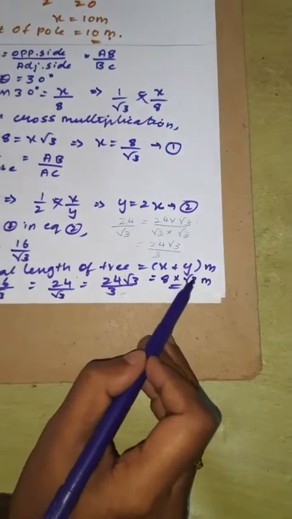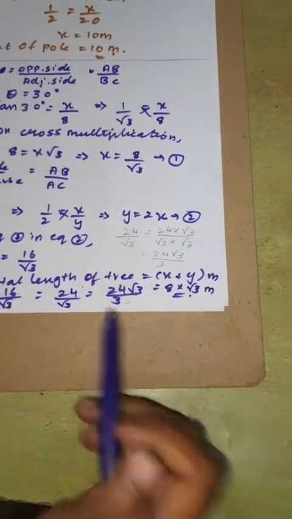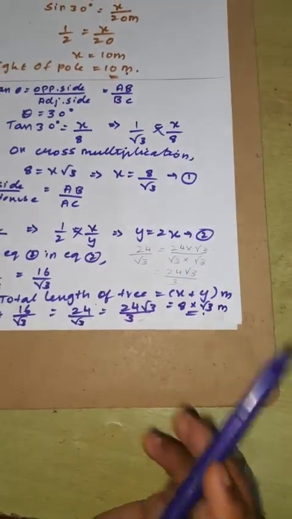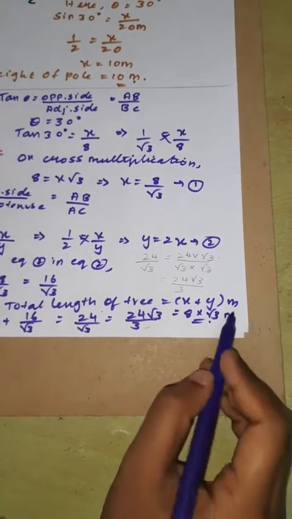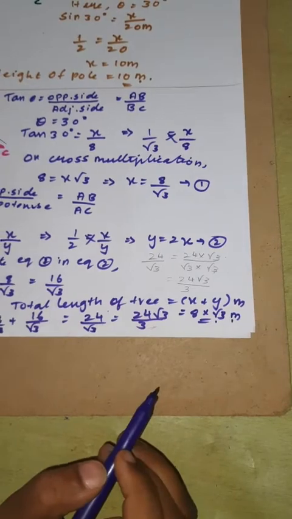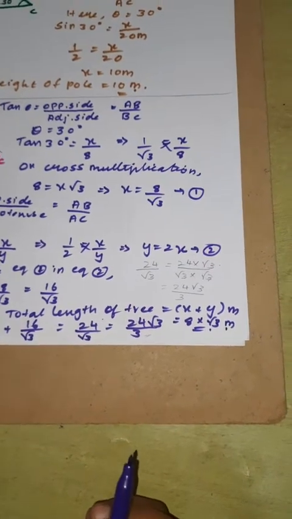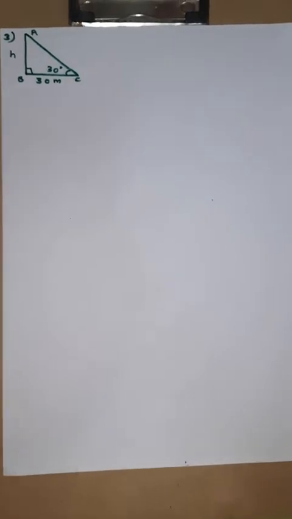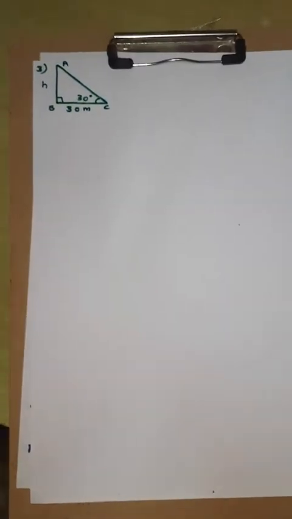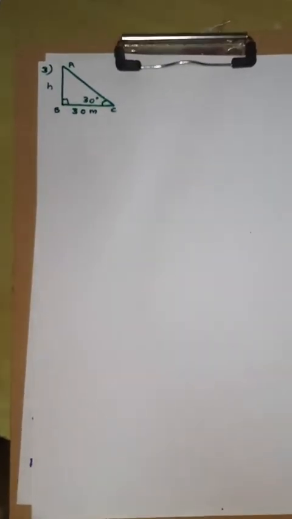You can substitute the value of root 3, which is 1.732, and get an answer of 13.9 approximately, or you can close it here. But remember to mention the units. So this is how you solve the second problem. So here's the third question. The third question goes like this.